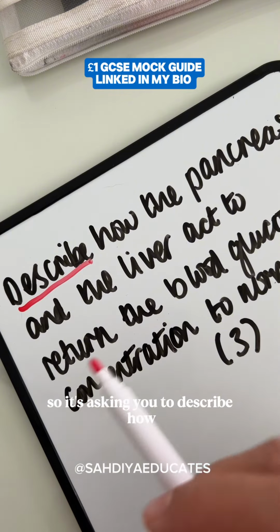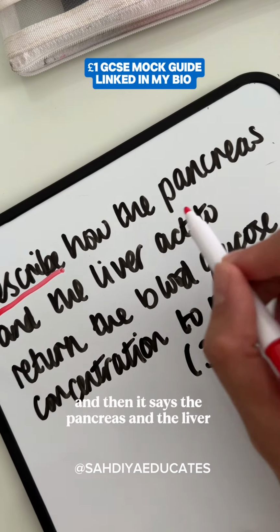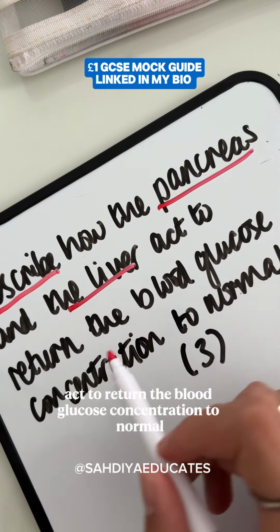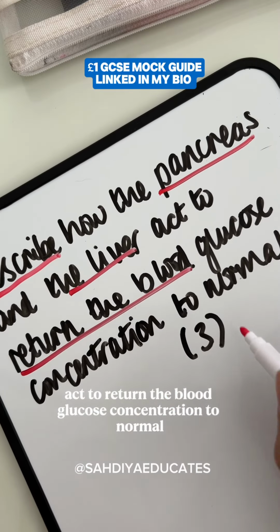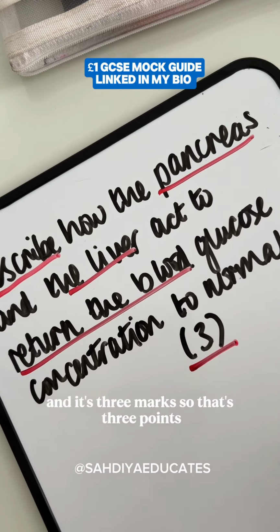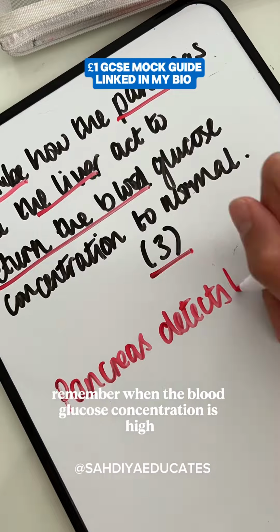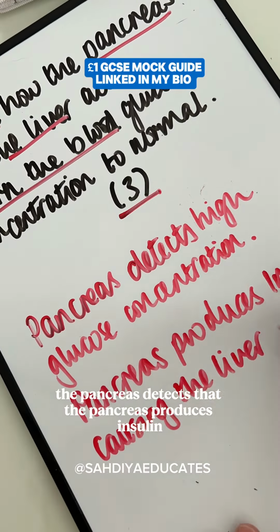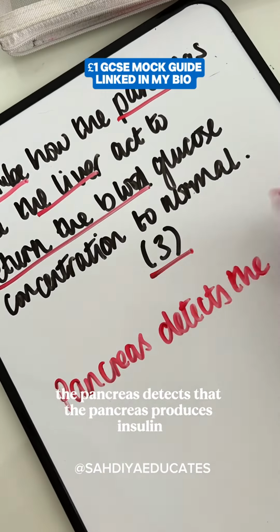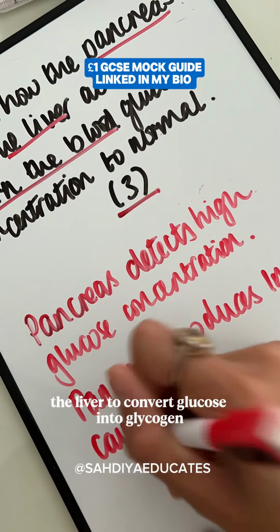So it's asking you to describe how the pancreas and the liver act to return the blood glucose concentration to normal, and it's 3 marks, so that's 3 points. Remember, when the blood glucose concentration is high, the pancreas detects that. The pancreas produces insulin, which causes the liver to convert glucose into glycogen.